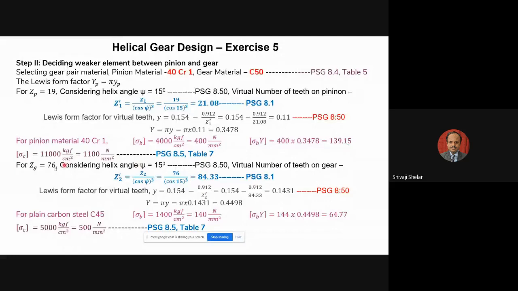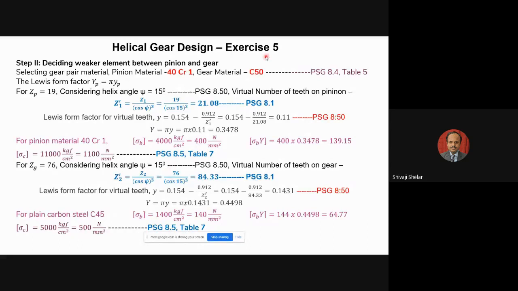Now similarly, we are doing the calculation for the gear. We have 76 teeth. Then we calculate virtual teeth on the gear, which comes out to be 84.33. Then we calculate Lewis form factor from the formula in 8.50 for 20-degree pressure angle. We get this value as 0.1431. Then capital Y, by multiplying by small pi, we get 0.4498. The materials I have shown, C45 and C50, are not far apart. C45 and C50 have similar properties.